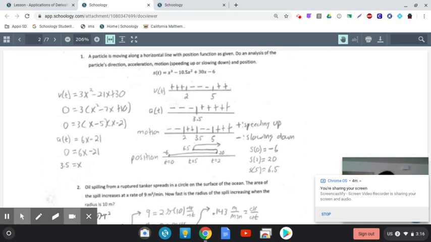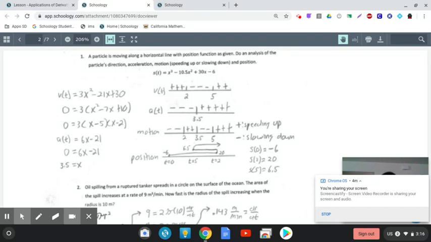The way that they solved it, they clearly tell me what the velocity function is and what the acceleration function is. They find solutions, and I can see how it all applies. And notice how they write their answers out. They talk about the velocity, the acceleration, the motion, as well as the position, right?